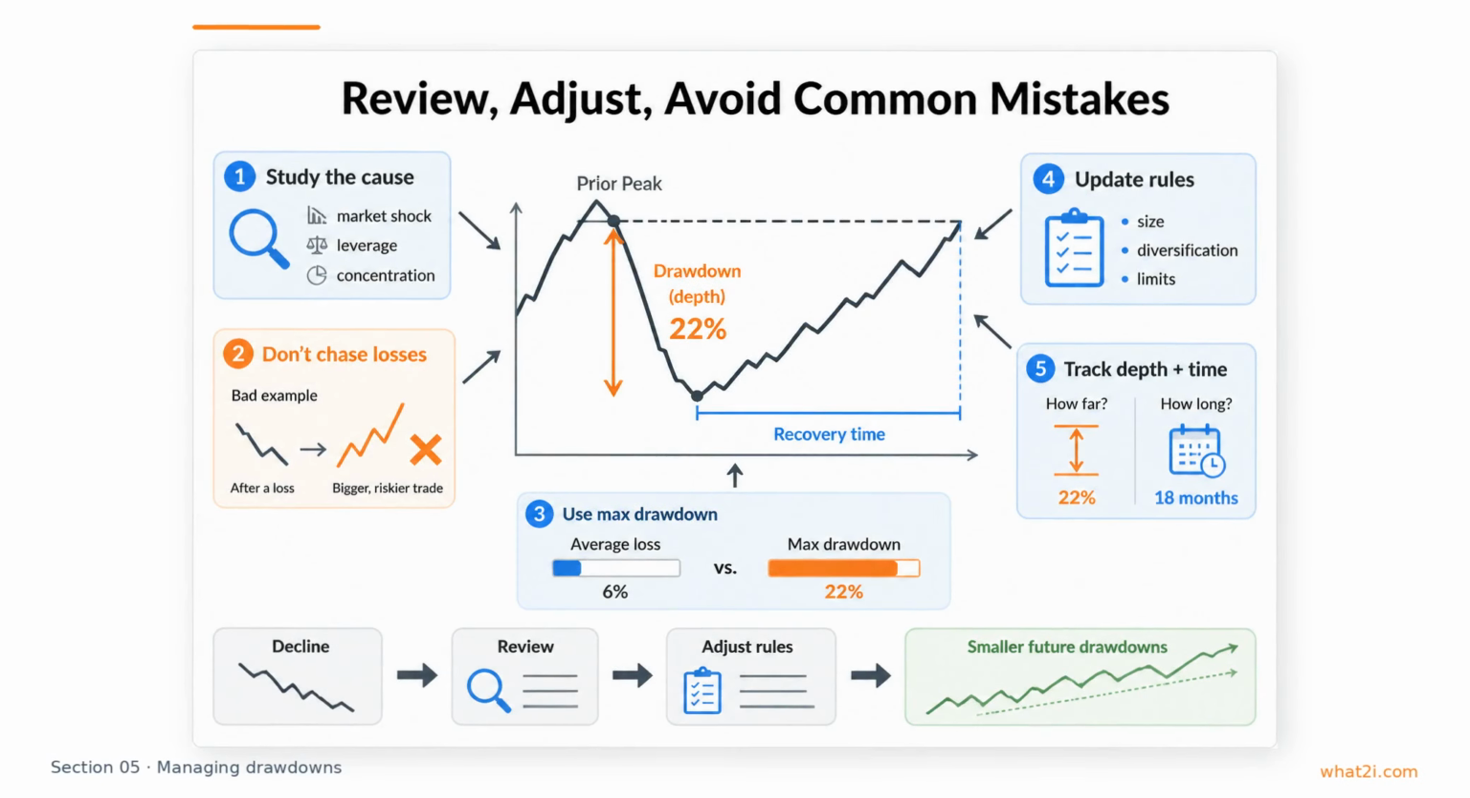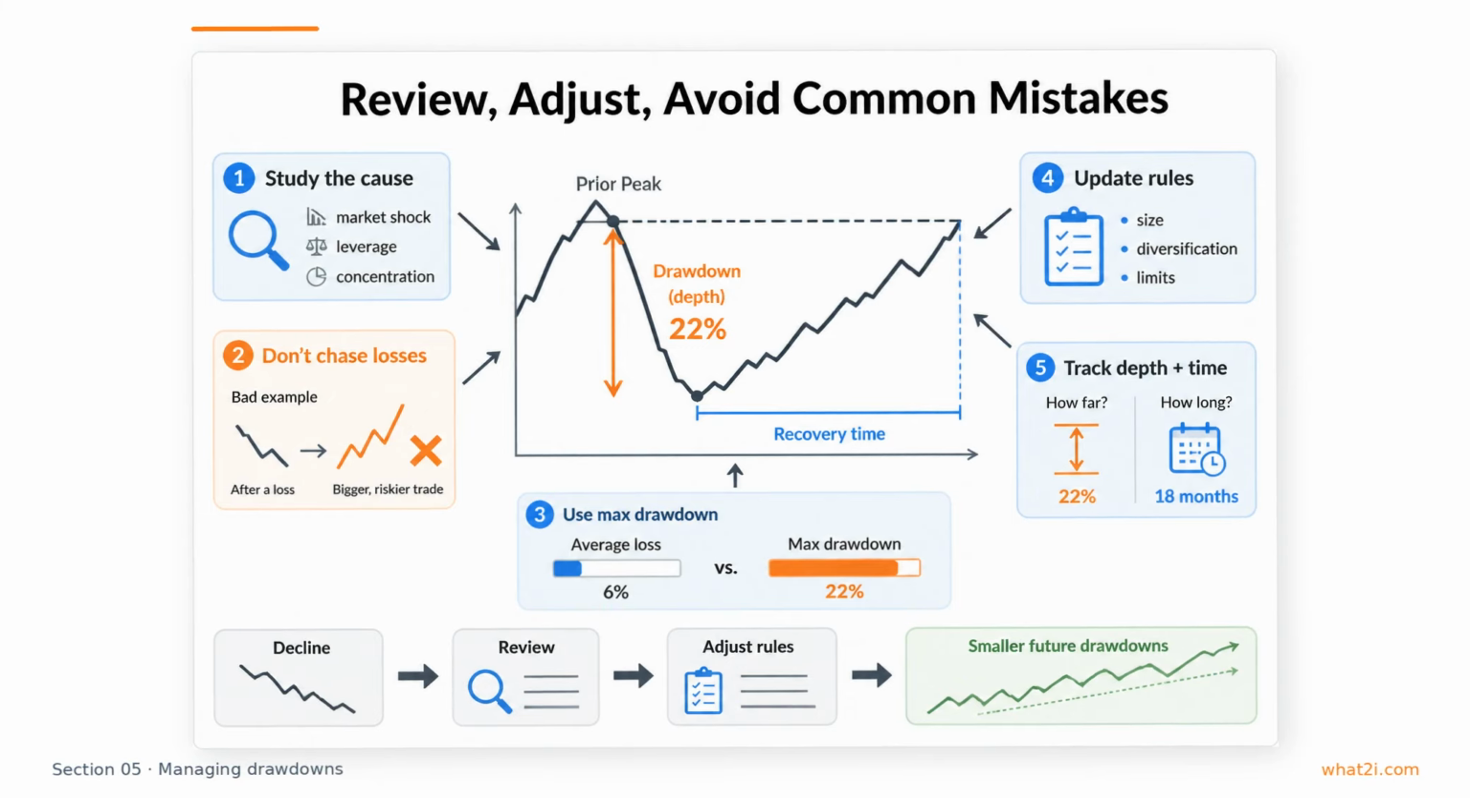Managing drawdowns is not a one-time decision. It is an ongoing review process. After a significant decline, study what caused it. Was it market-wide stress, concentration, leverage, oversized positions, or a rule that was too loose? Avoid the temptation to chase losses in an effort to get back to even quickly, because that often increases damage. Track maximum drawdown and recovery time, not just average losses, and use what you learn to refine position sizing, diversification, and allocation rules. The goal is not perfection. The goal is a process that makes future drawdowns smaller, shorter, and easier to survive.